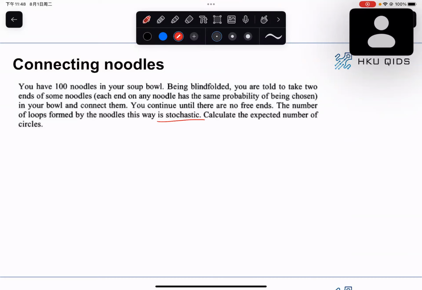So again, when we have a big number in our question, what are we going to do in the first place? We start from the simple case, right? Let's suppose we only have n equal to 2. We only have 2 noodles in my soup bowl. Then the expected number of circles is what?